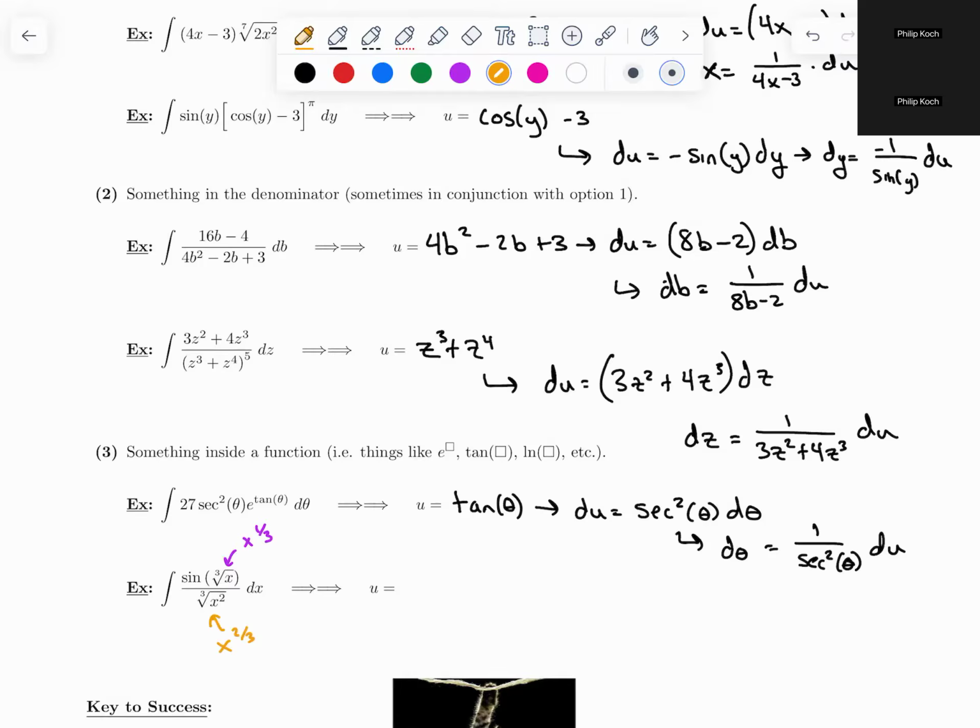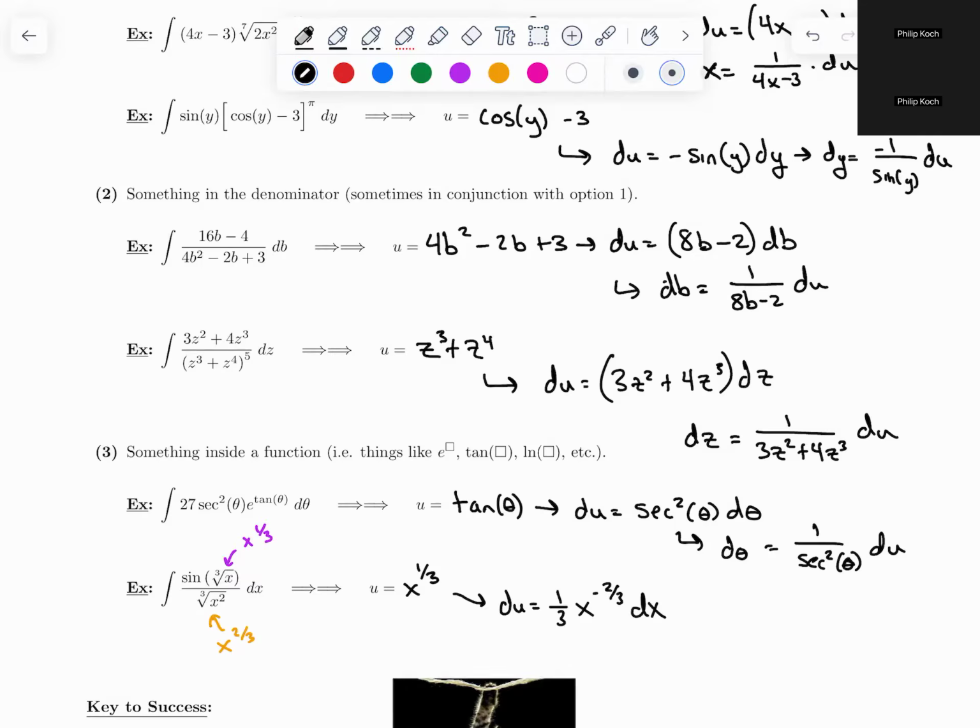So u is equal to x to the 1/3 power. It's something on the inside of a function. It's inside the sine function. So then du would be equal to 1/3 x to the negative 2/3 dx. So this one is a little bit weirder than the other because x to the negative 2/3 is, I mean, you can divide both sides.